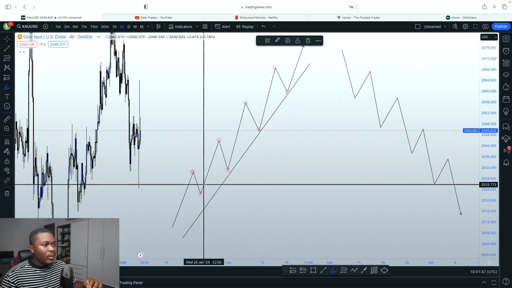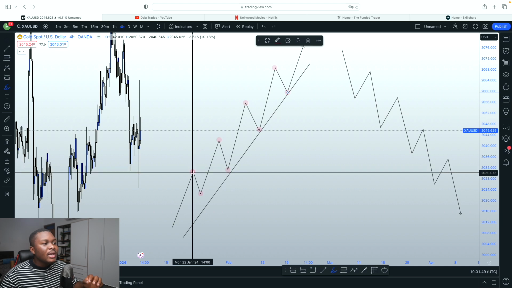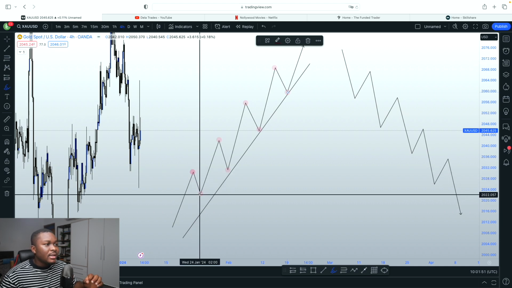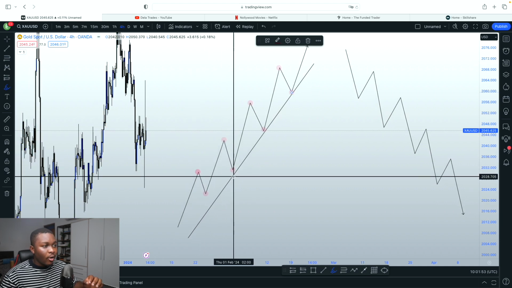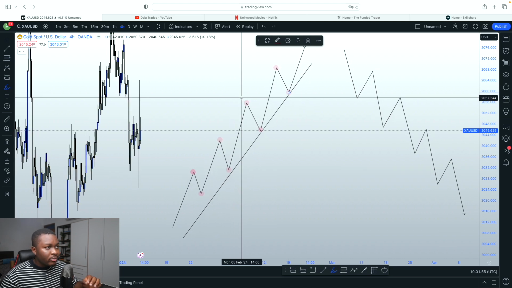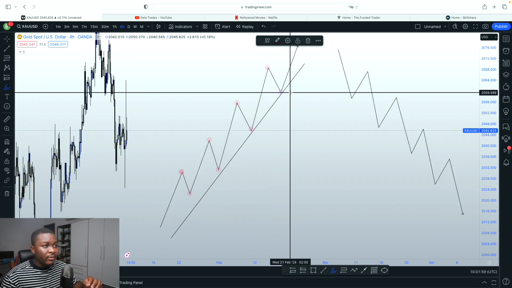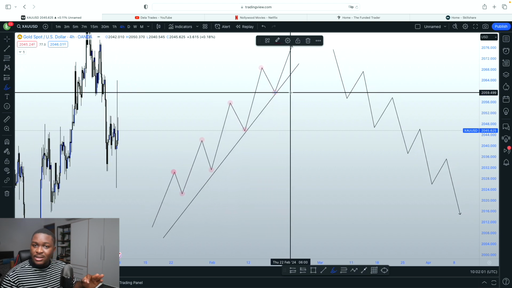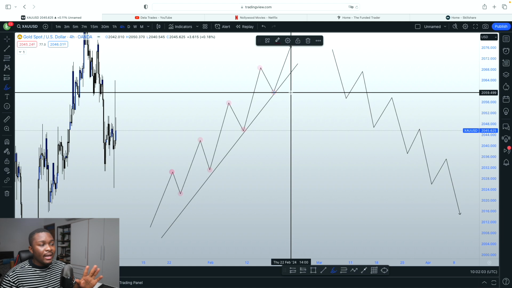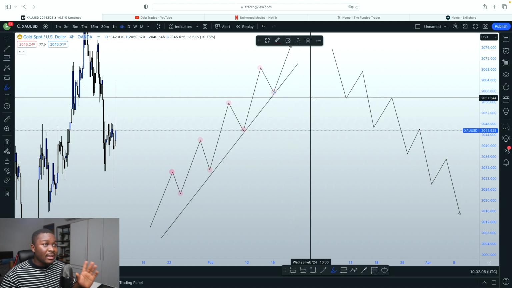Now over here, we have what we call the impulsive moves, and this is a correction phase. This is an impulsive move, and this is a correction phase. This is an impulsive move, this is a correction phase. Using this basic understanding, this gives us a clear example that this market is in an uptrend.